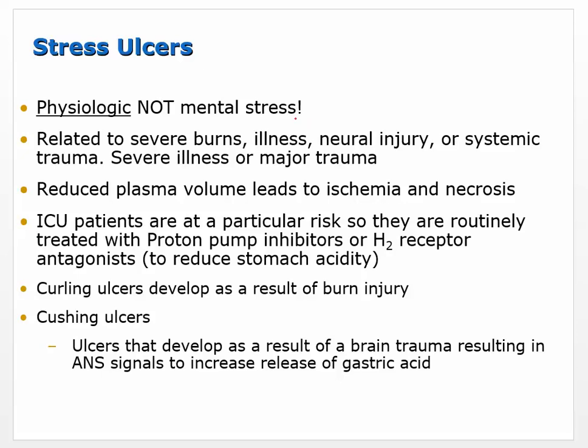Okay. Stress ulcers. Okay, so this is not mental stress. This is not, you know, when I was little, my dad used to tell me I was giving him ulcers. Okay, he was joking, but I think back at that time, people thought that stress, mental stress, caused ulcers.